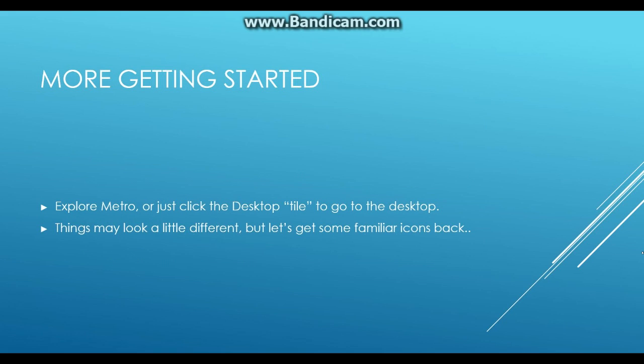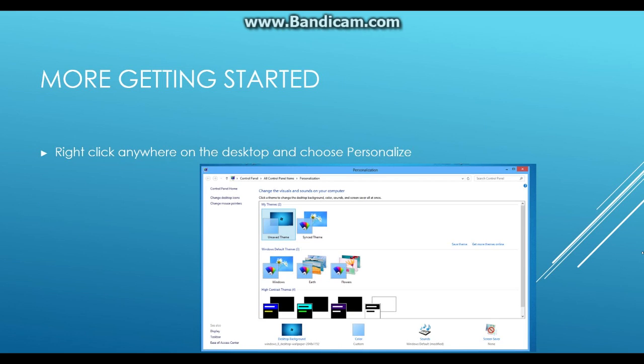And once you get that all done, everything's set up, it starts you into Metro mode, which you can explore. Or you can just go straight to the desktop tile to go to the desktop. Again, the other shortcut is hold down Windows key and press D. Things may look a little bit different, but let's get some familiar icons back. Right-click anywhere on the desktop and choose Personalize, and this window will come up.